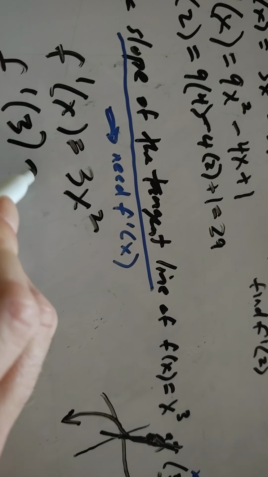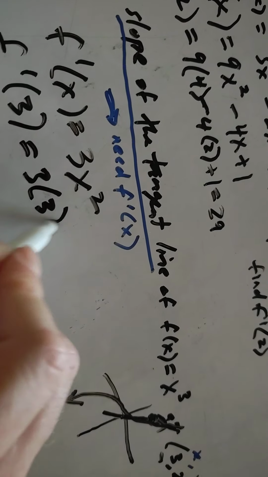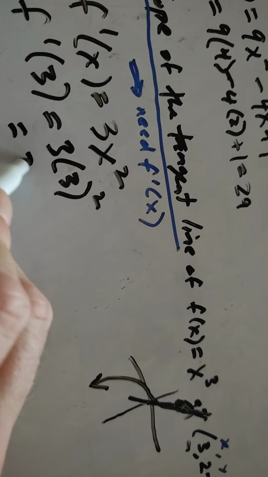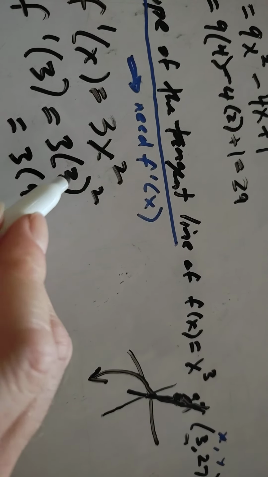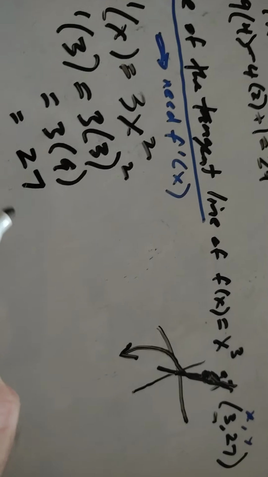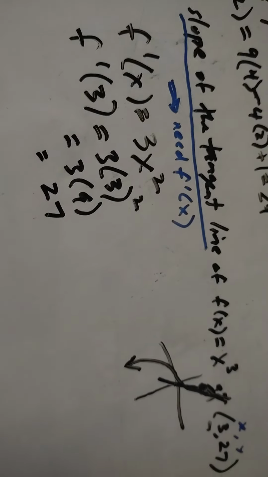This will tell me the slope of the tangent line when x is 3. So it's going to be 3 times, wherever you see an x, you write a 3. That 3 gets squared. So that's going to equal 3 times 9. 3 squared is 9. 3 times 9 is 27. And that seems reasonable. That's the slope of the tangent line, a positive 27.